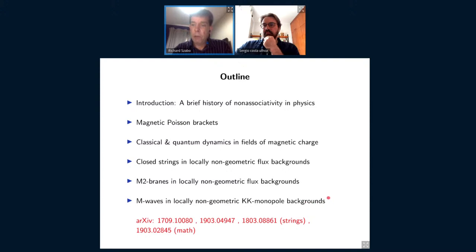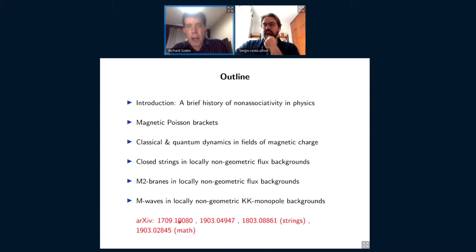Okay, we'll see how time goes. This is a lot of material potentially to get through, but I hope to get to the end because I think the end will tie together a lot of what I said at the beginning. So it's going to really unite this picture of charges in magnetic monopole backgrounds with these ideas from string theory.